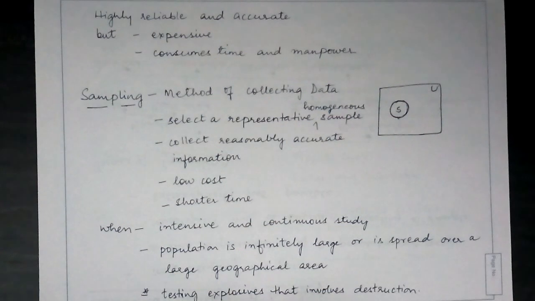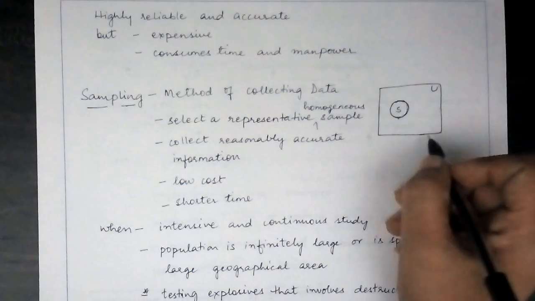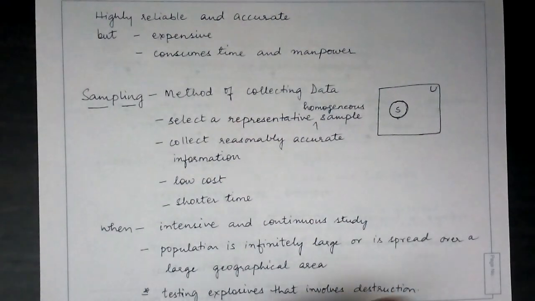One of the examples that we can give over here is when destruction is involved in conducting an inquiry, like the testing of explosive. In such a case, sampling method is used. A whole of the population cannot be used for conducting such experiments.